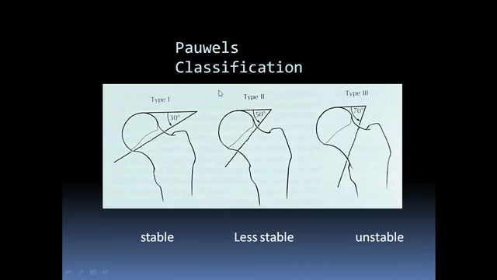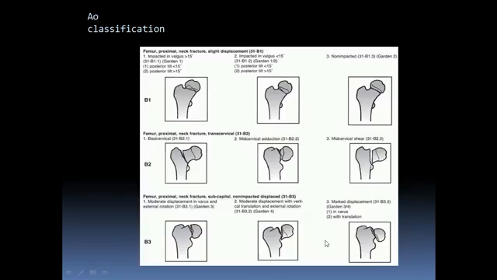Another classification is Pauwels' classification. It depends on the degree of angulation: stable, less stable, unstable, depending on the degree, less than 30 degrees, near 50 degrees, and more than 70 degrees. Another classification now usually used in clinical practice is the AO classification. It will be very much complicated for you these days.